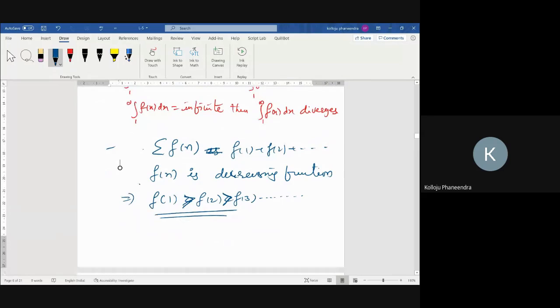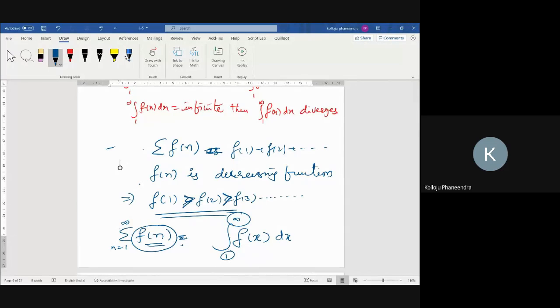And observe this. Sigma f of n is my series, and what is the integral? In place of n, you put x, and integrate with respect to x, and the limits are 1 to infinity. When the summation is from 1 to infinity, the limits must be 1 to infinity. These are the assumed conditions.